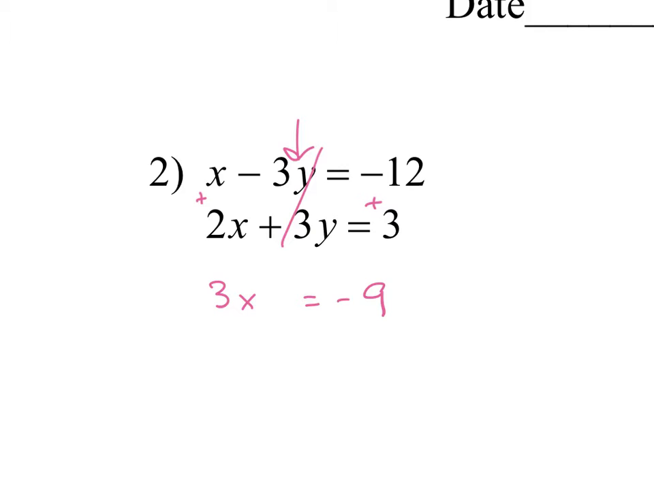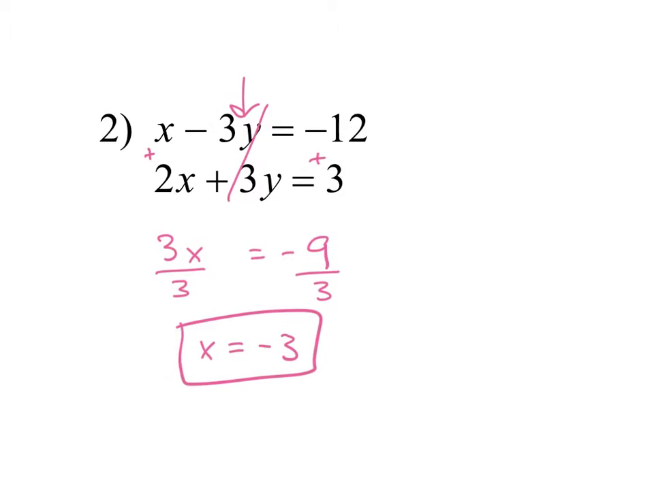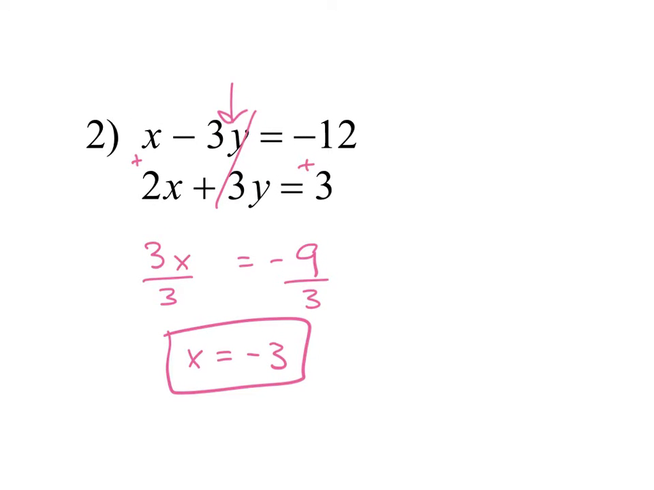What do we need to do to solve for x? Divide by 3. Awesome. And you get negative 3. Perfect. So we get x is equal to negative 3. Then what do we do with this? What should we do next? You plug it back in. Perfect. We take it and plug it into either one of our equations.